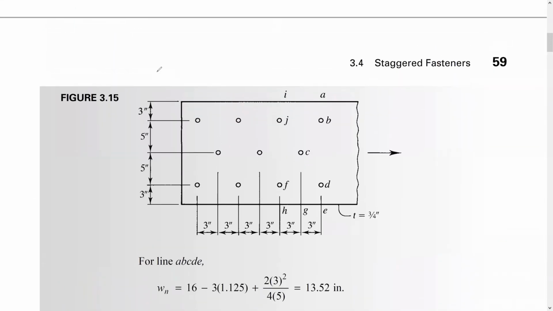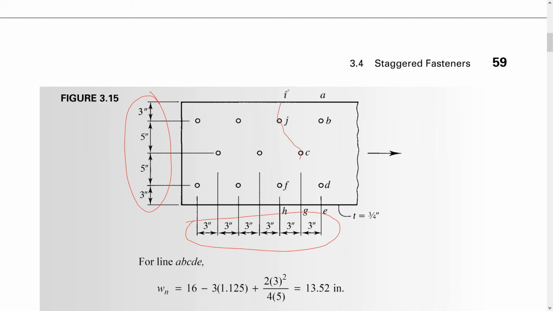So this is figure 3.15, which shows a plate, and we have all the dimensions here and there, and we have the paths. Let's check which one is going to be the smallest one, which is going to be the control. Why are we taking the smallest one? Because this is going to give us the most stress.